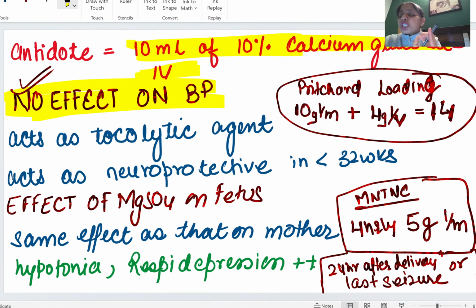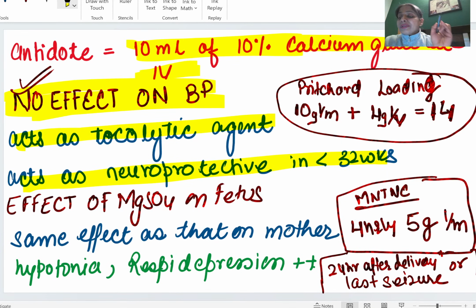This is a pet question of examiners in NEET PG, in FMG, in every exam, because our staff gives only either antihypertensive or magnesium sulfate. So magnesium sulfate has no effect on BP. Magnesium sulfate can act as a tocolytic agent. Magnesium sulfate is neuroprotective if given at less than 32 weeks.